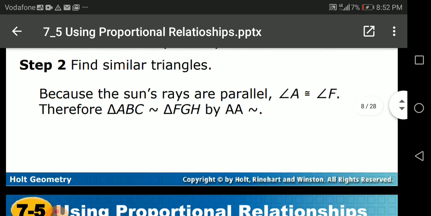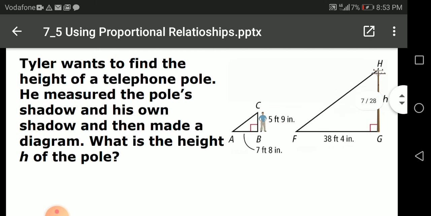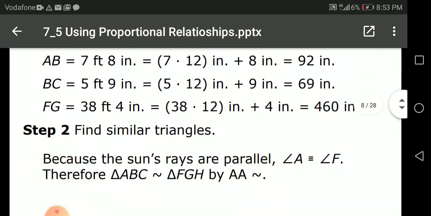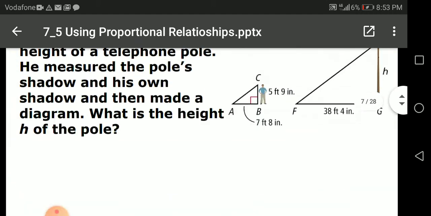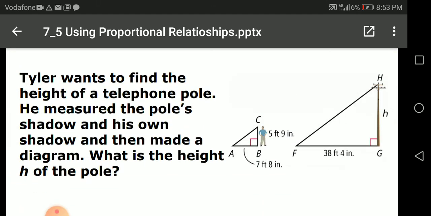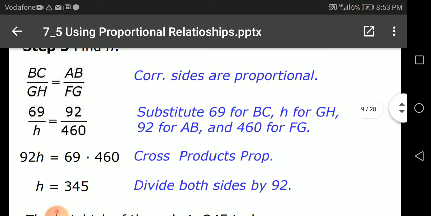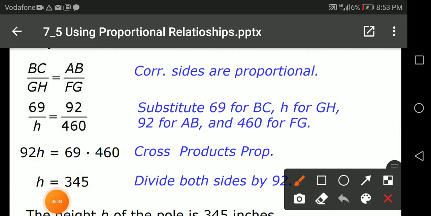When we have similar triangles, I conclude, remember, I can say AB over FG equals BC over GH. Let's see together the proportional relationship: BC over GH is the same as AB over FG. So corresponding sides are proportional. I substitute the numbers here and get the value of h.